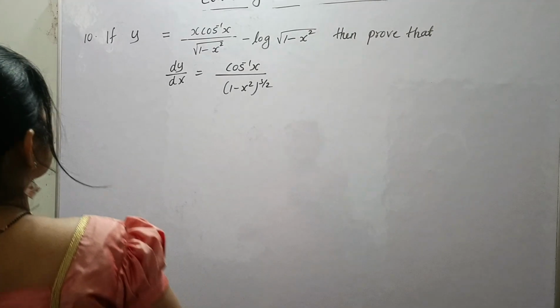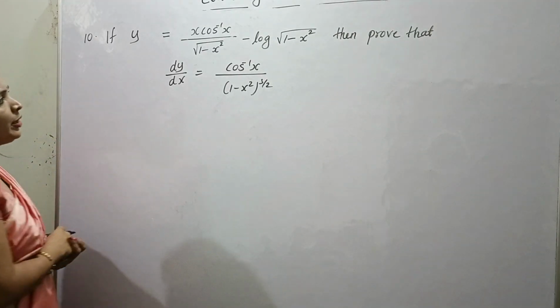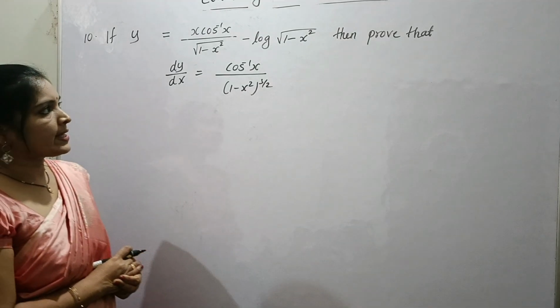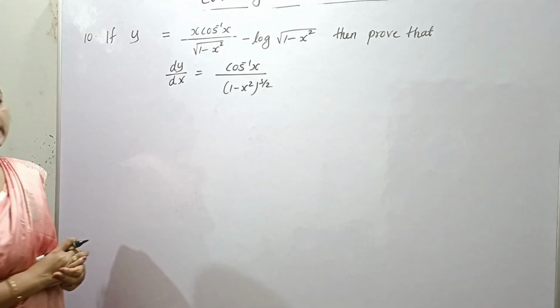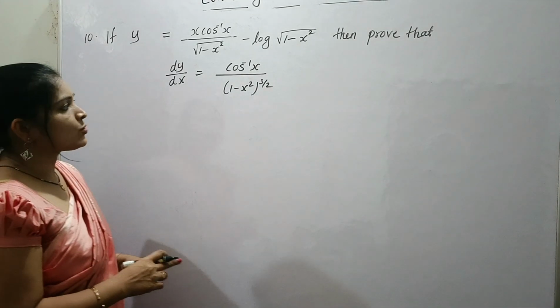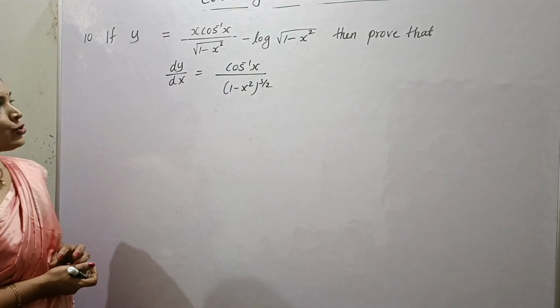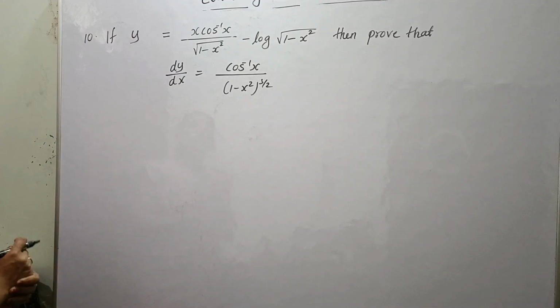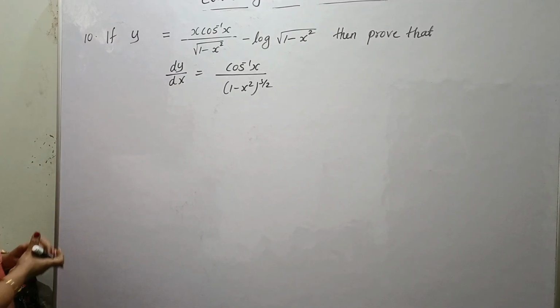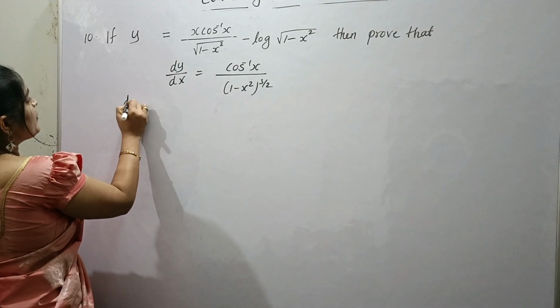If y is equal to x into cos inverse x divided by root of 1 minus x square minus log of root of 1 minus x square, then prove that dy by dx is equal to cos inverse x divided by 1 minus x square whole raised to 3 by 2. So here y is given and we have to find dy by dx. We can differentiate it directly. Okay. So let's differentiate it with respect to x.